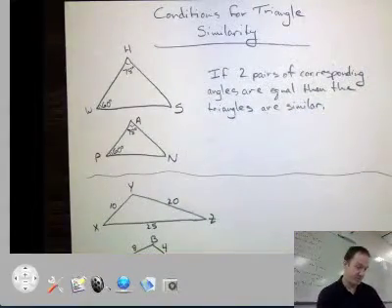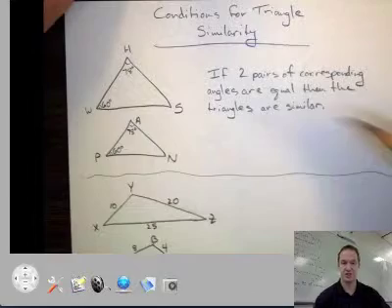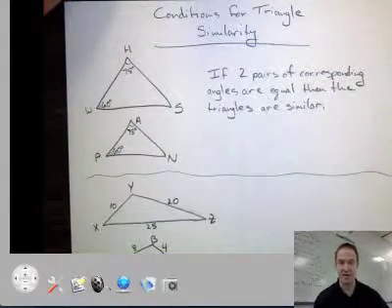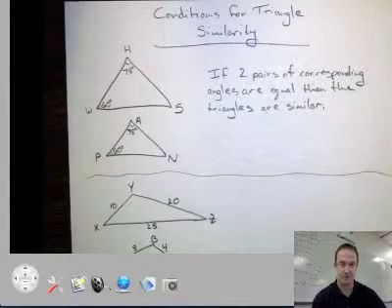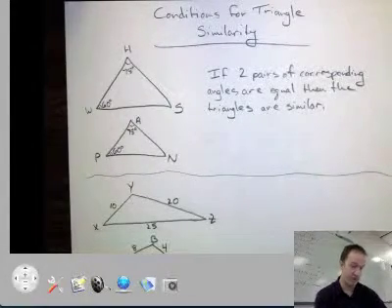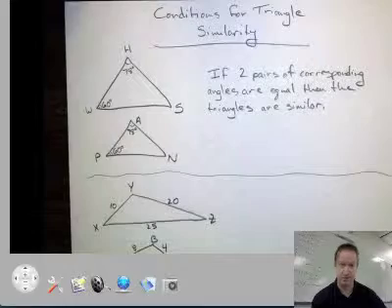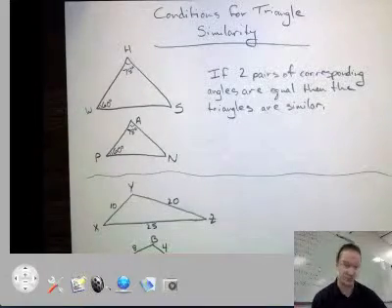All right, so this is one condition for triangle similarity. We have two pairs of angles that are the same in these two triangles. That means those triangles have to be similar. Now, that was a lot of writing. If I asked you whether these triangles were similar and to explain your reasoning, you'd have a lot of writing to do.